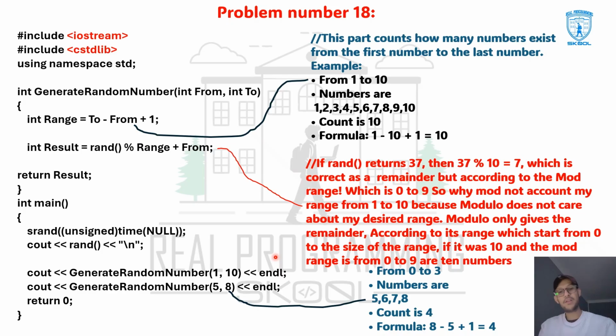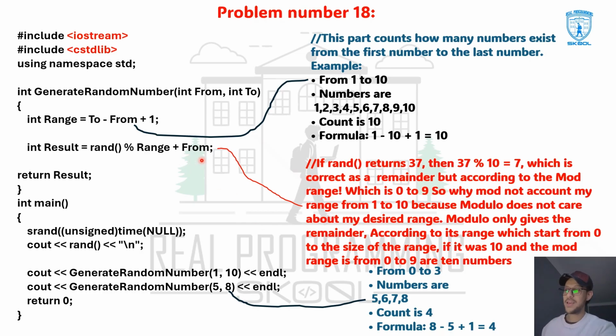But this is going to bring me a wrong random number. When the compiler returns, according to the rand built-in function, 37 mod 10 and gives me 7, the 7 is correct according to the range of the modulo. But the 7 according to my range is wrong. Why? Because if your range starts from 1, 37 mod 10 should give you 8. If the modulo range was starting from 1 like my range, the remainder would be 8, not 7.